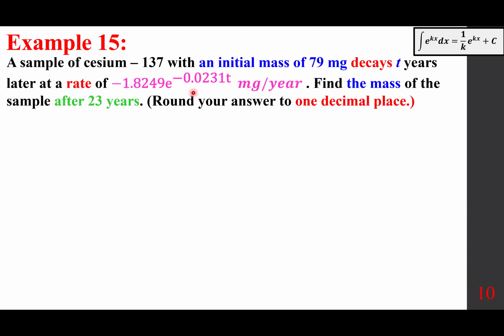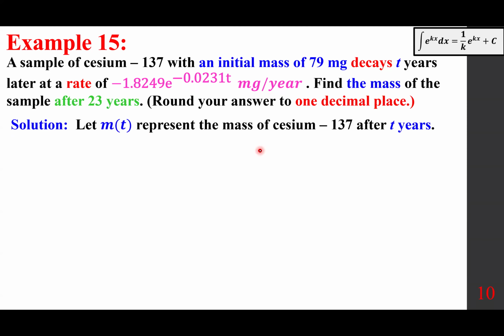So if this is the rate of mass, then we let m of t represent the mass. So let m of t represent the mass of cesium-137 after t years. You can use y of t or anything else that you want, as long as it's a function of t. If that is the case, then its derivative, m prime or dm dt, is this. What is this one? m of 0. Then we can find m of t in general. What do we want? m of 23.